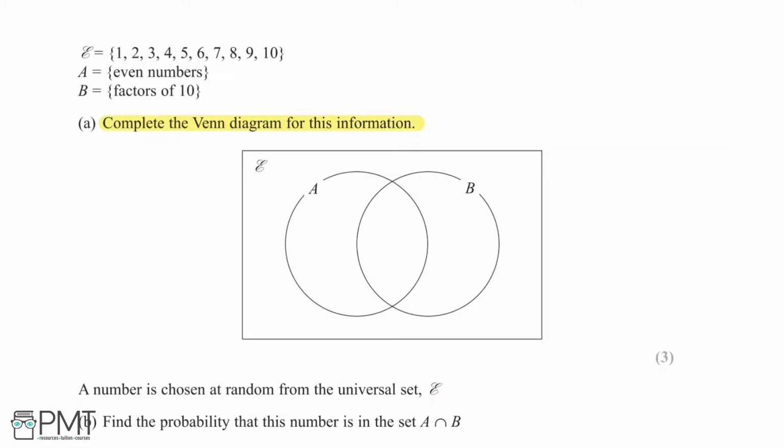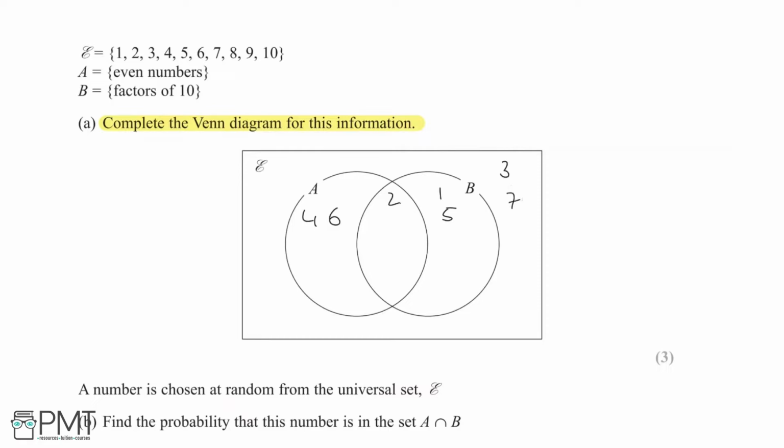So, let's begin. 1, well, 1 is not even, but it is a factor of 10. So 1 will go in here. 2 is even and a factor of 10. 3 is odd and is not a factor of 10, so it will go outside. 4 is even, but it's not a factor of 10. 5 is odd, but is a factor of 10. 6 is even, but not a factor of 10.